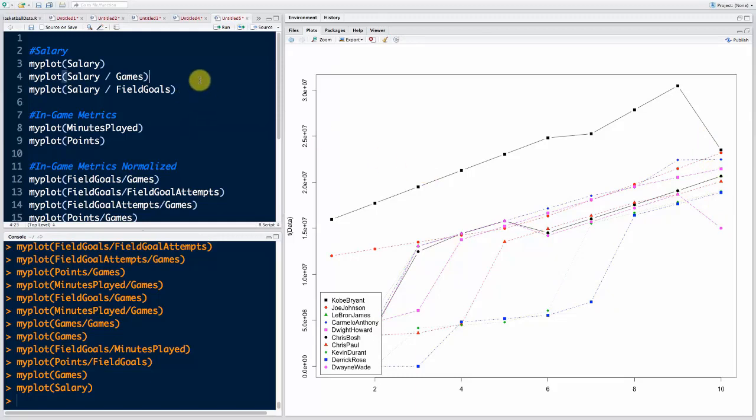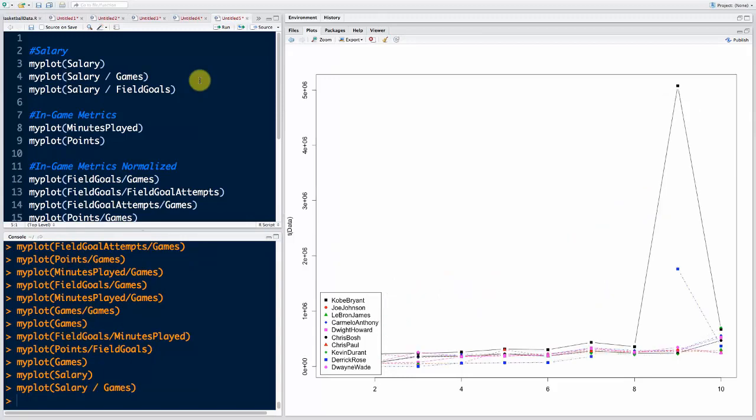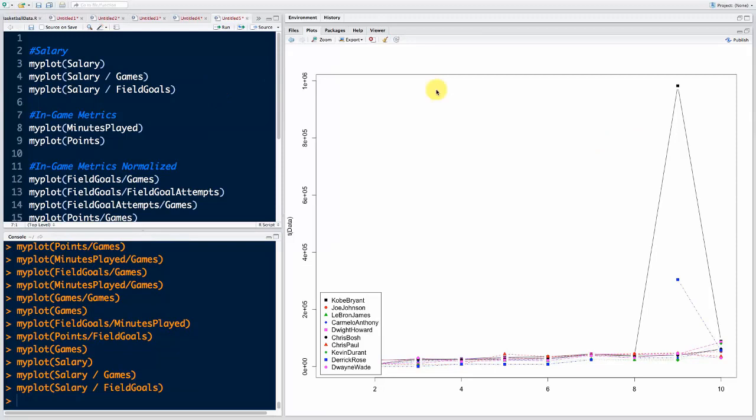Now let's plot how much they get paid per game. So salary divided by games. And this is where I first ran into this conundrum that we've got some anomalies here. What happened here? Who's this? Kobe Bryant and Derrick Rose. Why are they getting paid so much per game? As we saw previously, their salaries are comparable to the others. Well, the reason is that both of these players were actually injured in that 2013-14 season, and that's why they didn't play that many games, so their salary per game is quite high. And same thing, salary per field goals.